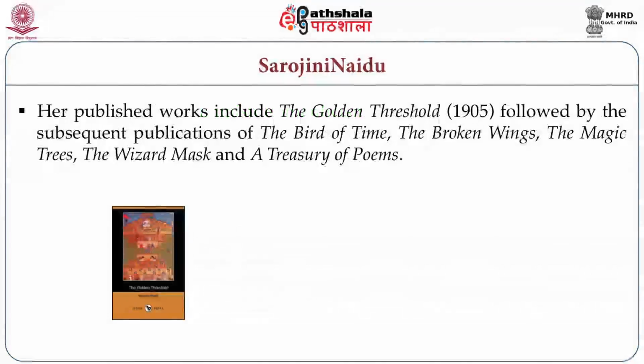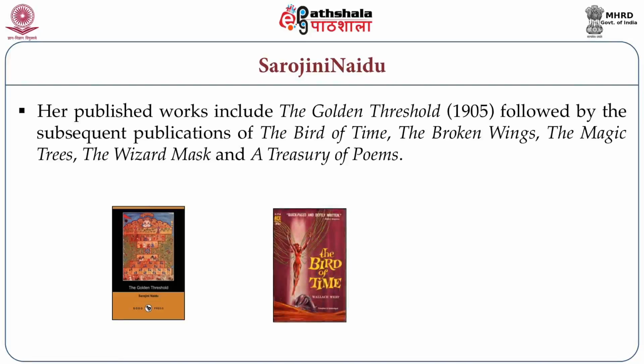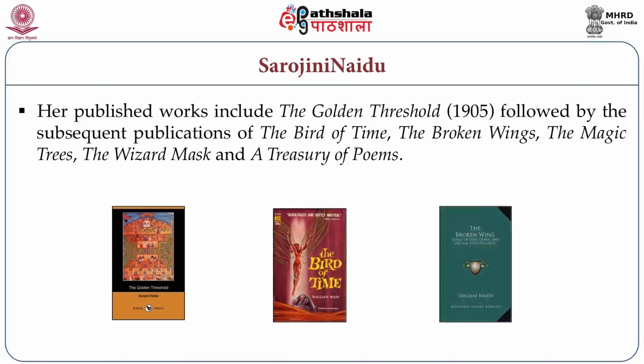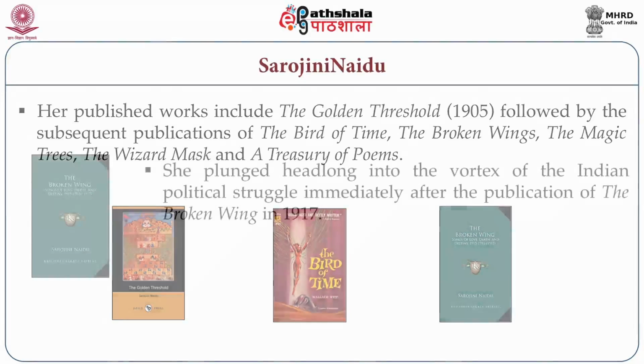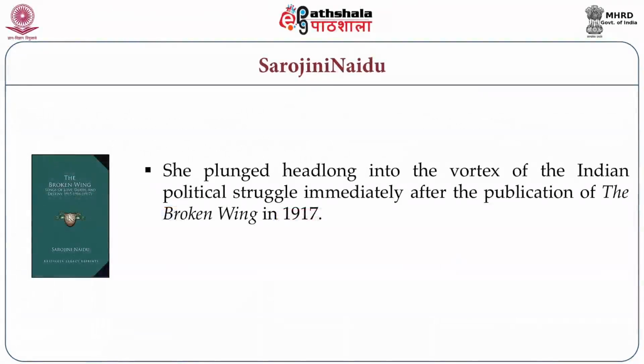Her published works include The Golden Threshold, which came in 1905. It was followed by subsequent publications of The Bird of Time, The Broken Wings, The Magic Trees, The Wizard Mask, and A Treasury of Poems. She is therefore a prolific writer, because she is now plunging headlong into the vortex of the Indian national freedom struggle.